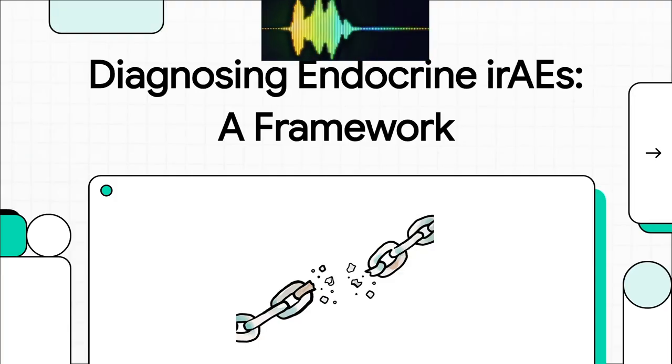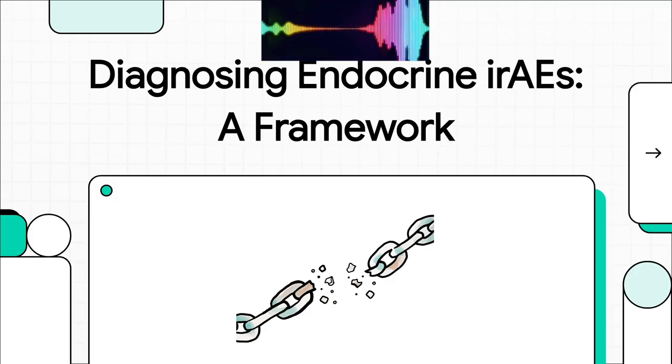Welcome to the Explainer. Today, we're going to break down a framework for diagnosing a whole new clinical challenge, endocrine immune-related adverse events, or irAEs. With immunotherapy becoming so common, having a systematic way to think about these conditions is absolutely essential, and that's exactly what we're going to walk through.